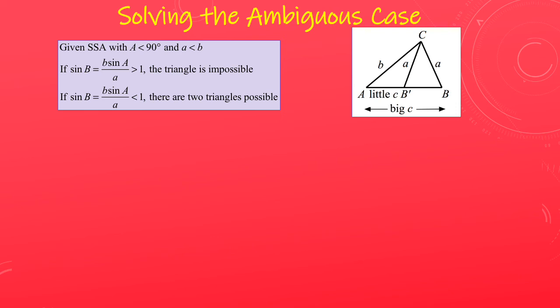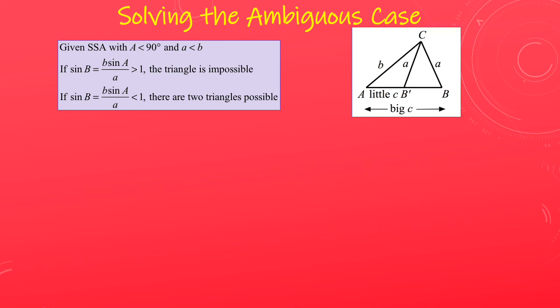Let's review. We were given a side-side-angle situation with angle A less than 90 degrees and little a less than b. To find out whether this triangle is possible or not, we take a look at the value of sine B, which is little b sine A over little a. If that number is greater than 1, the triangle is impossible. It could be equal to 1, where it would be a right triangle, but as we said, that rarely happens. If sine B equals b sine of A over little a, and that is less than 1, there are 2 triangles possible. So that is the situation we are looking at.